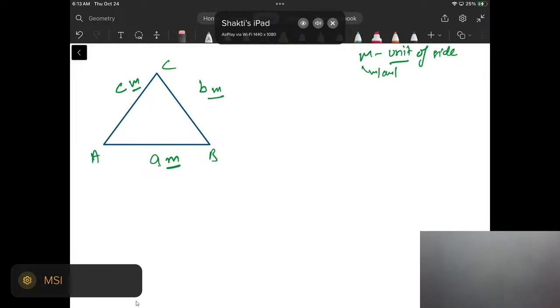Now the point is we don't have the height of this triangle, and we have to compute the area of this triangle. How will we compute it? Before computing the area of a triangle, we need to find the perimeter. I explained that the perimeter is equal to a plus b plus c.